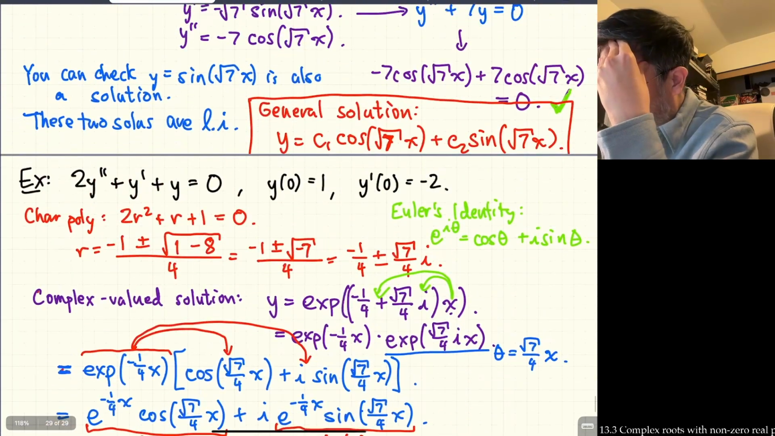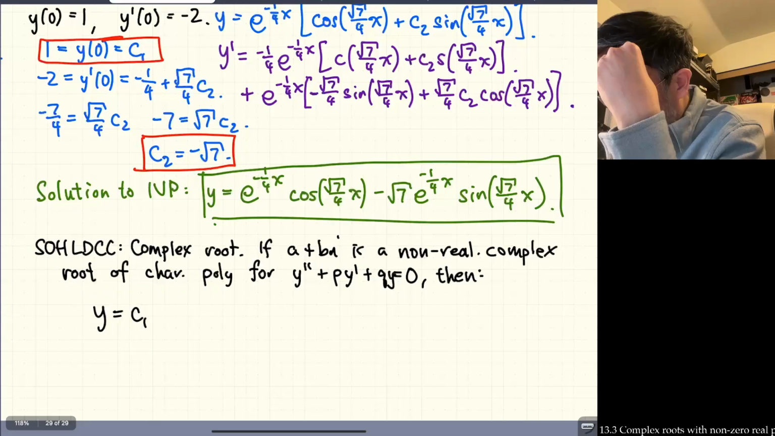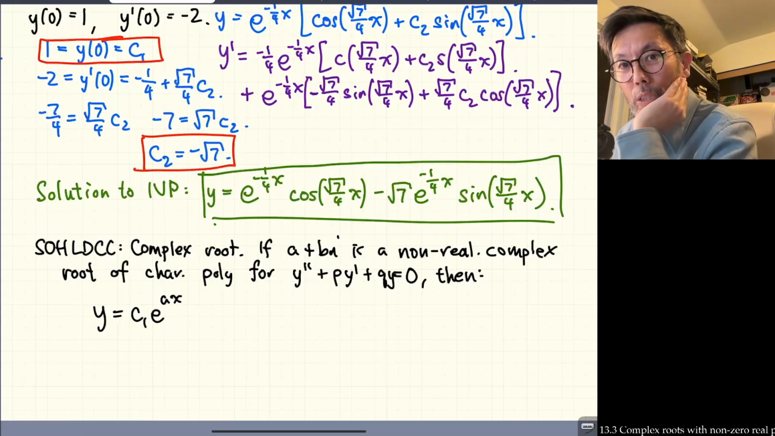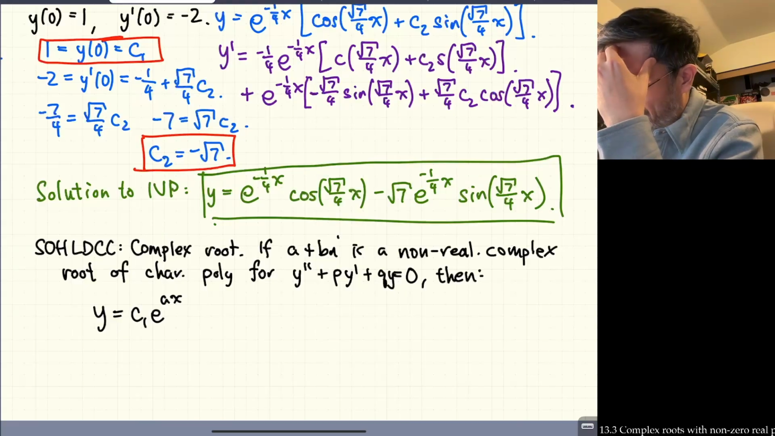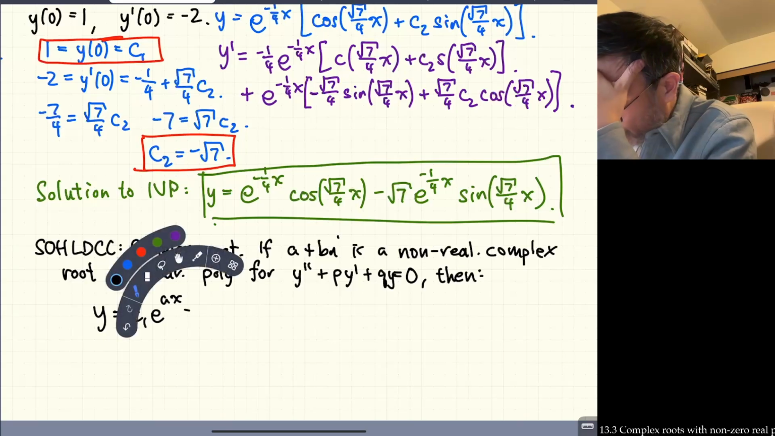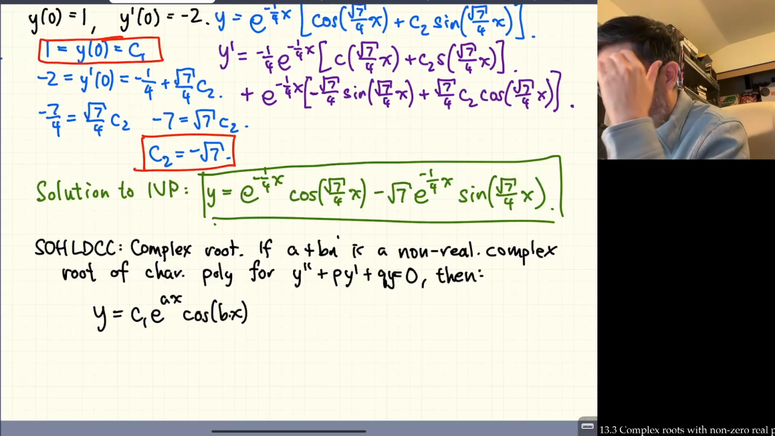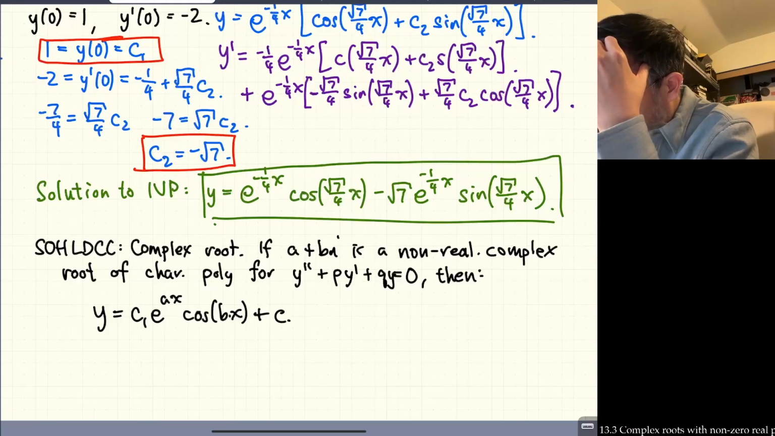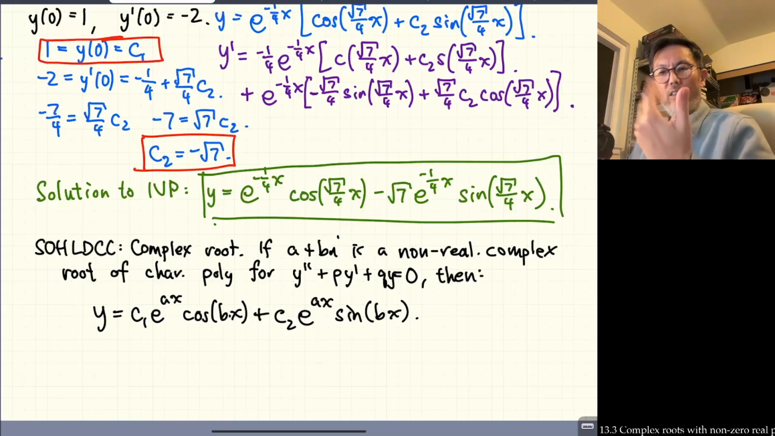So we just sort of pattern match. It's going to be given by C1 e to the ax, the real part of this complex number. I guess I need to specify, a and b here are real numbers, okay? Times cosine of bx, okay? Plus C2 times e to the ax sine bx. This thing here is the general solution.